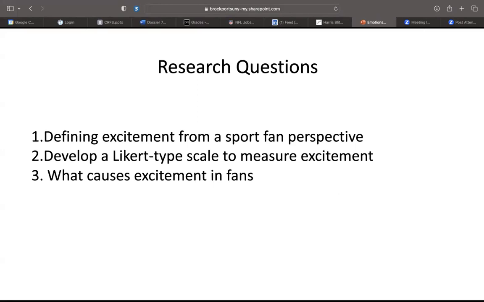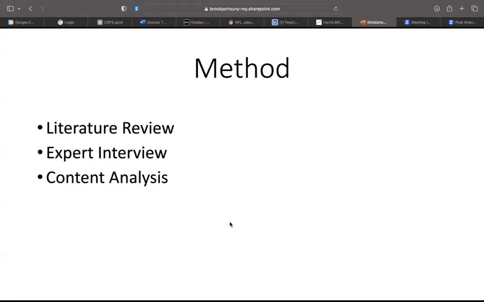Here are our research questions. While developing our research, we wanted to focus on three main questions. One, defining excitement from a sport fan perspective. Two, developing a Likert type scale to measure excitement. And three, what causes excitement in fans? So for our methods, we'll be using a literature review, expert interviews that we conducted, and content analysis.